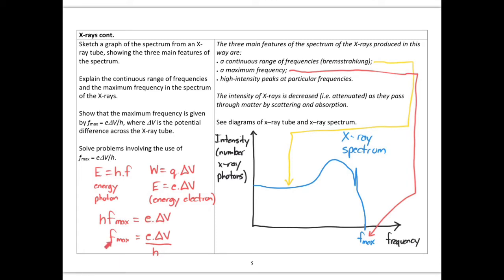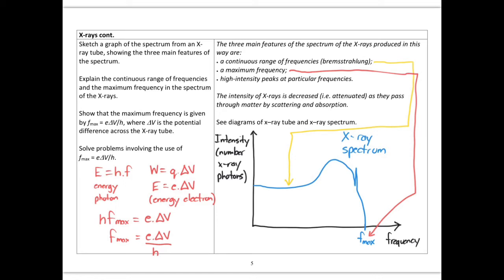So rearranging that, f max equals eΔV on h, which is this relationship up here that you need to be able to show. So you won't see a photon with more energy than that, because the photon can't end up with more energy than the electron that was being fired at the target had.